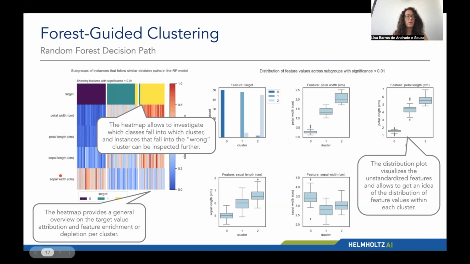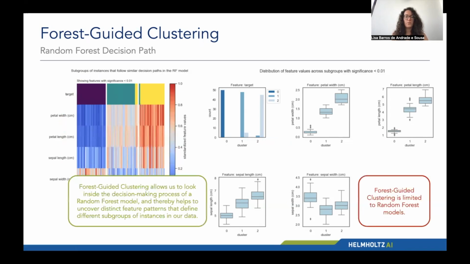We can do the same for each of the target values, so for each of the classes, and thereby derive decision rules for each of the classes that we have in our dataset. To summarize, the major advantage of forest-guided clustering is that it allows us to look inside the decision-making process of a random forest model, and thereby helps to uncover distinct feature patterns that define different subgroups of instances in our dataset. The major drawback of forest-guided clustering is that it's limited to random forest models.